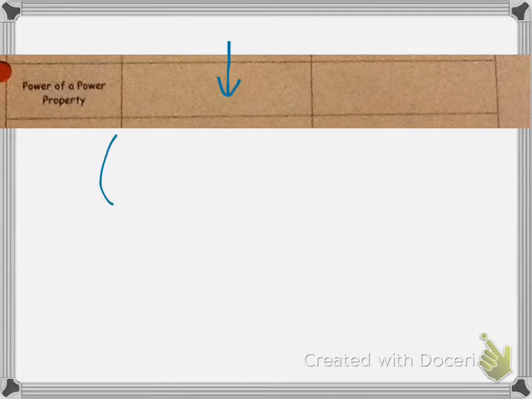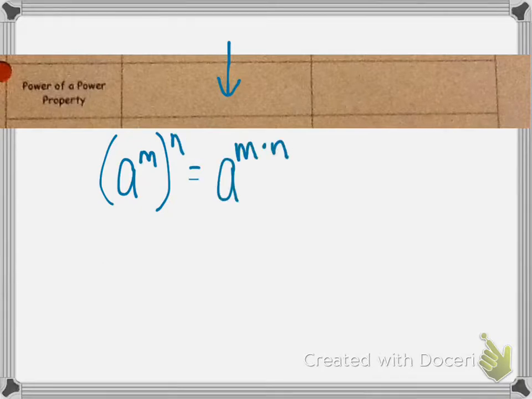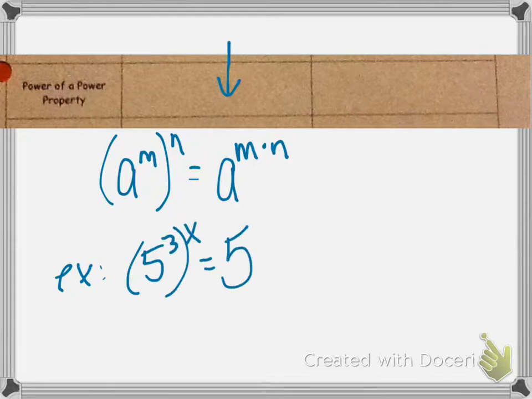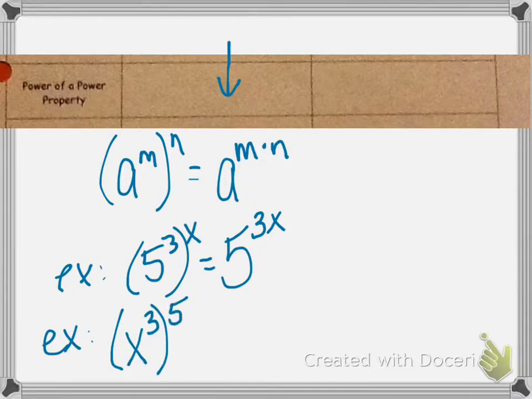That is when you have a base to some power with another power working on it, and this is where we multiply, so m times n. For example, if you have 5 to the third power and then you have x outside that, this could be 5 to the 3x power. Or another example, let's say you have x to the third and then raised to the fifth, then this would be x to the 15th power, and you multiply your exponents. We've seen that. That one's not new. So moving right along.